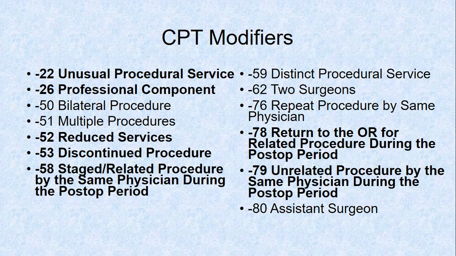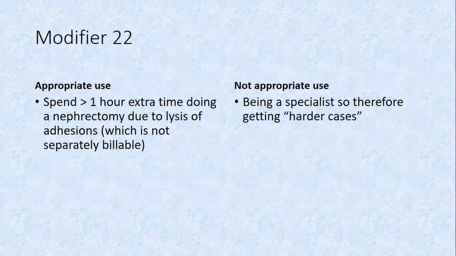Let's say a patient has a kidney stone 30 days after having a radical prostatectomy. Typically, you wouldn't get paid for the ureteroscopy unless you put the modifier to say that this is an unrelated procedure during a postoperative period. Then I should get paid normally. So modifiers are important. And again, my example about the modifier 22: if you spend more than an hour doing an extra lysis of adhesion, put that in your op note.